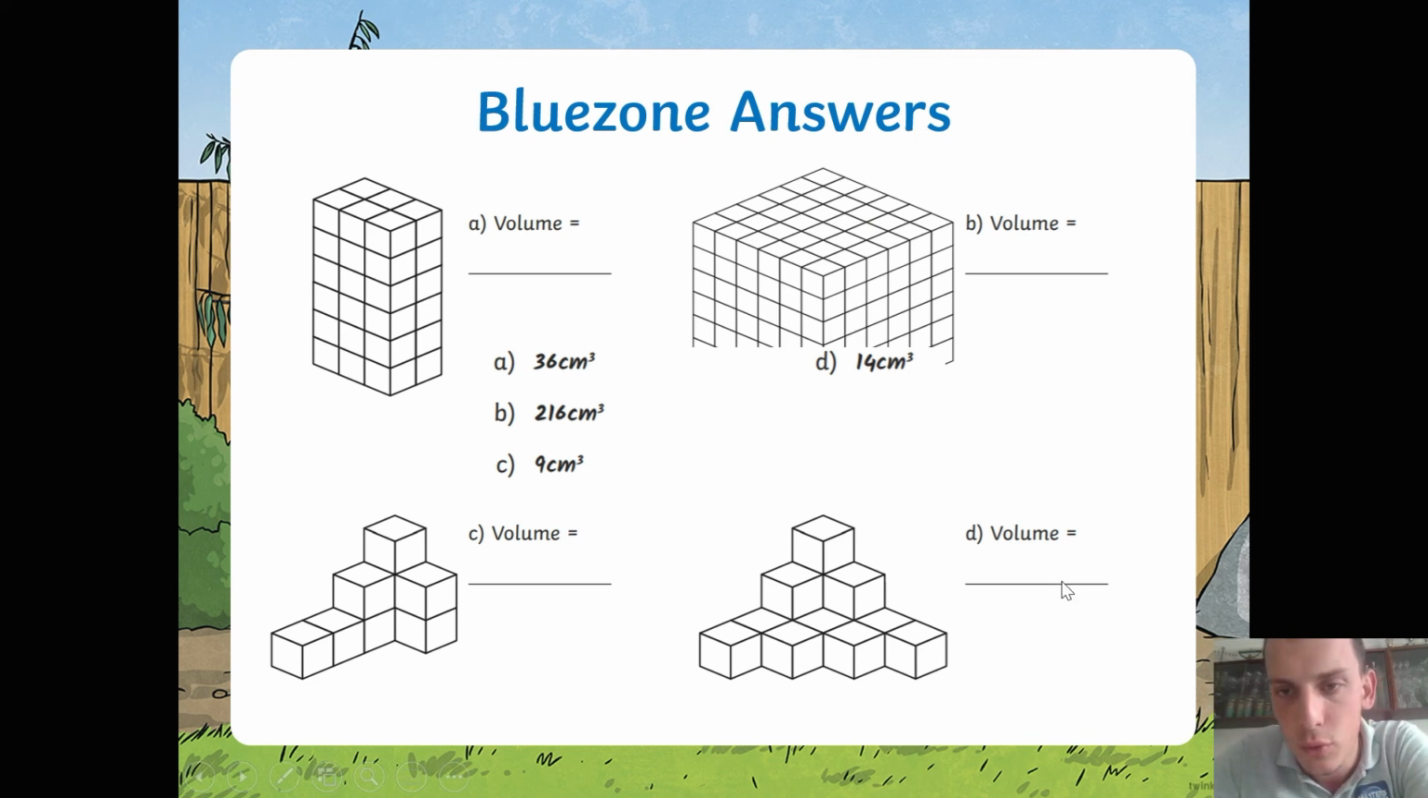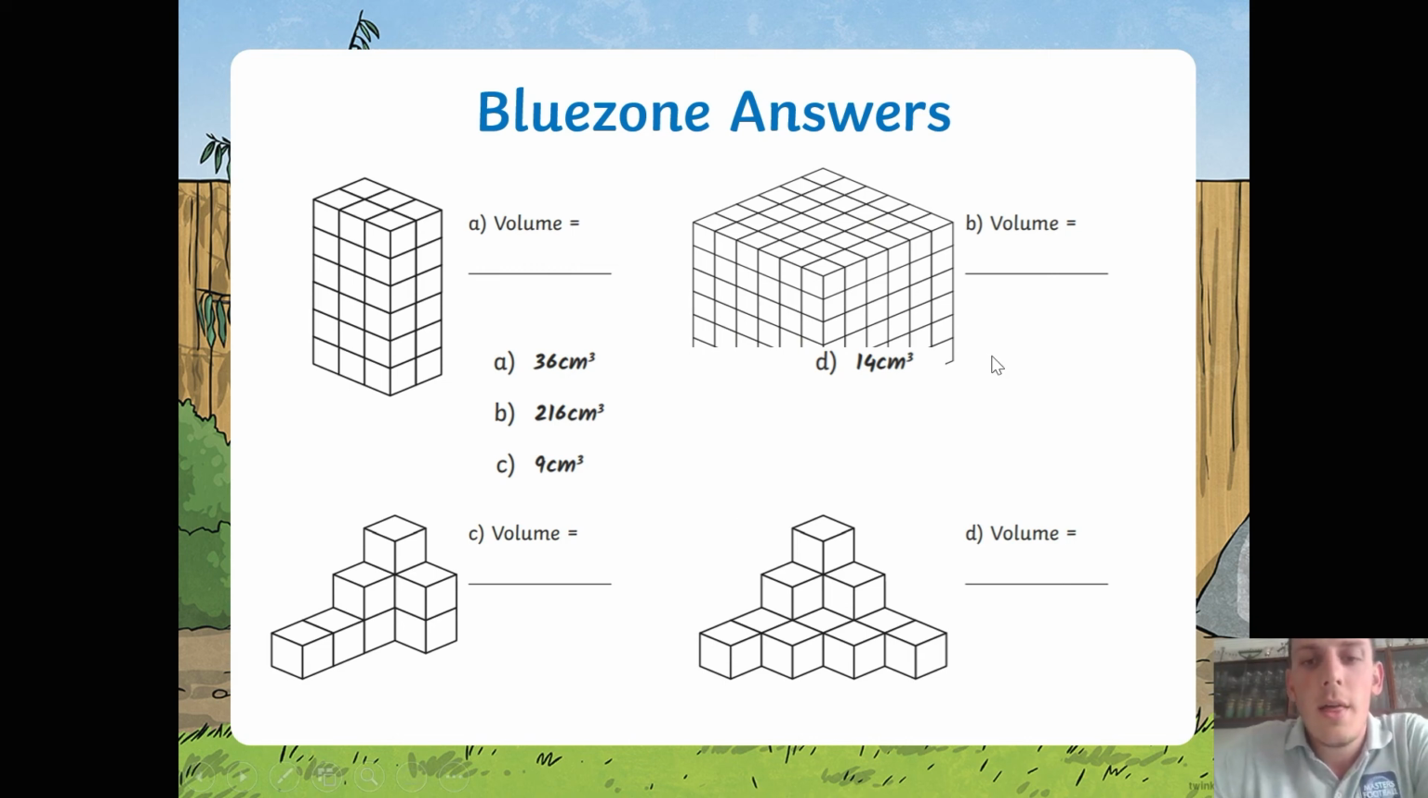And then D is 14. You have to do the same thing, so counting them. So 1, 2, 3, 4, 5, 6, 7, 8, 9, 10, 11, 12, 13, 14, okay? Not easy, and it's much easier to do when you can see it in real life, but obviously we can't do that at the moment, which is a shame, okay?